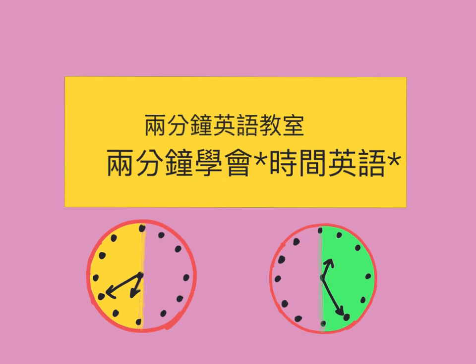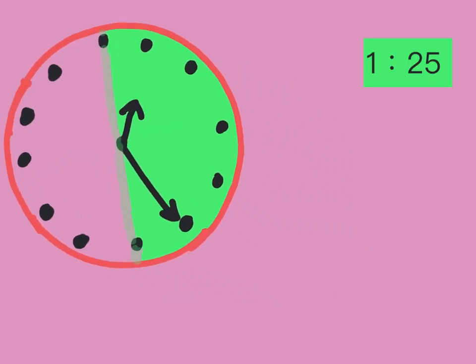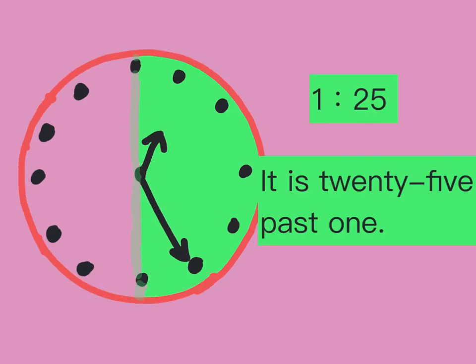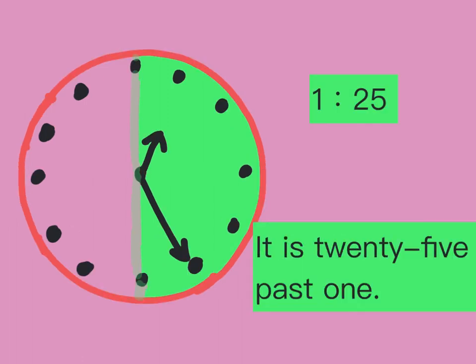2分钟英语教室时间。今天我们将用2分钟的时间来学会如何用英语表达时间。Let's take a look at this clock. It's 1:25, and you can say it's 25 past 1. 现在是25分钟了，然后超过1点钟。So this is how it works. It is 25 past 1.